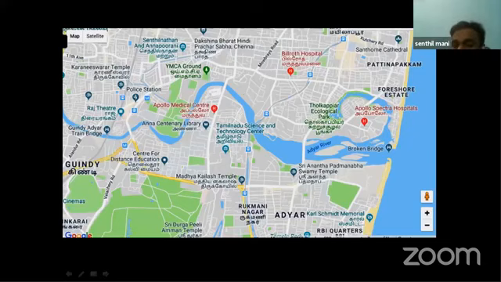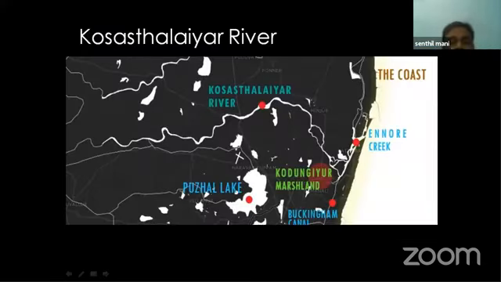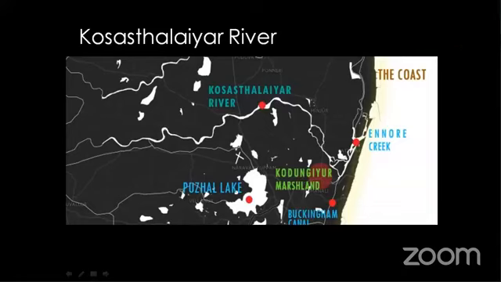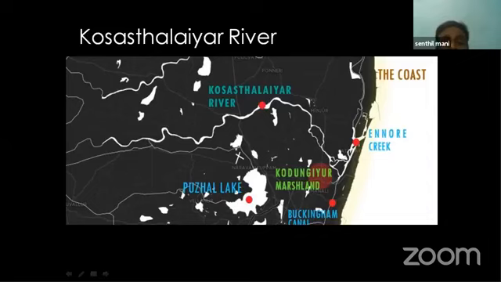And about Kosasthalaiyar River, it originates from Chittoor district of Andhra Pradesh, flows through Tiruvallur district and enters Chennai and joins the sea at Ennore Creek. Rapid industrialization in and around the edges of the river contaminates the water.